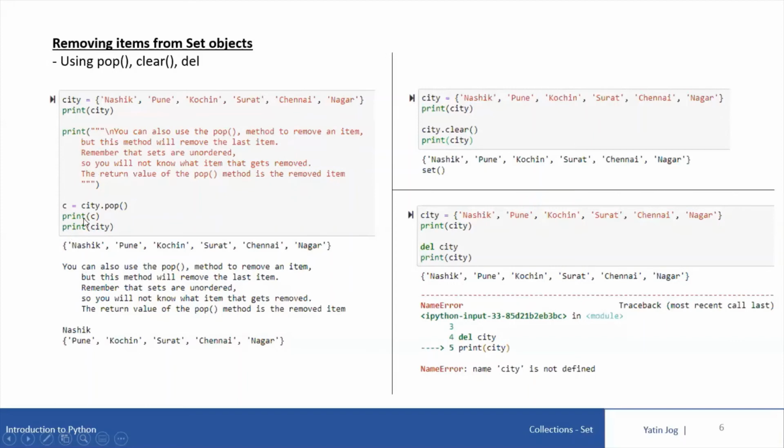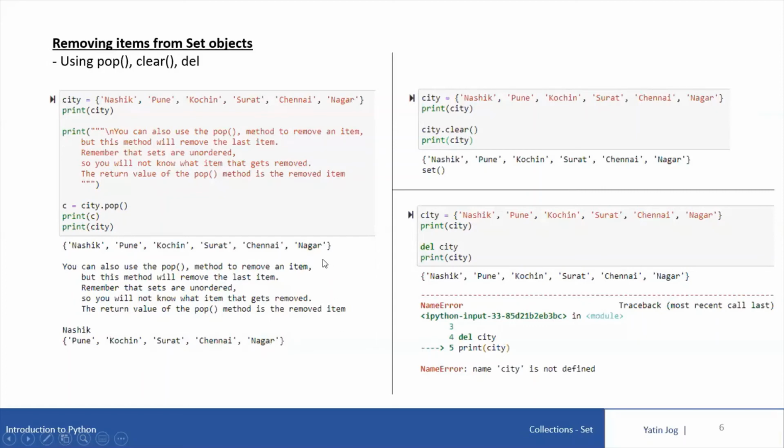So after C equal to city.pop, what is expected? It will pop the last item. You can see which item it has popped. It is Nashik. As per interpreter, while storing the city names, it has stored Nashik as the last element. So it has popped Nashik because it is present as the last element. And after removing Nashik, if I say print city, you can see remaining 5 names on the screen: Pune, Cochin, Surat, Chennai and Nagar.